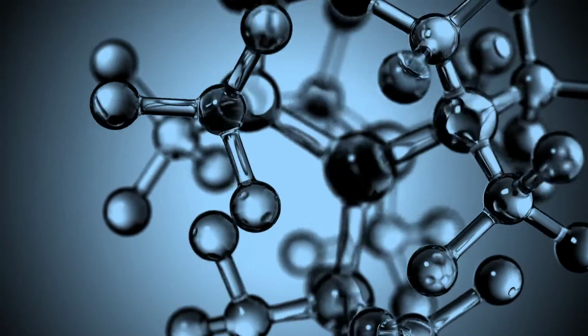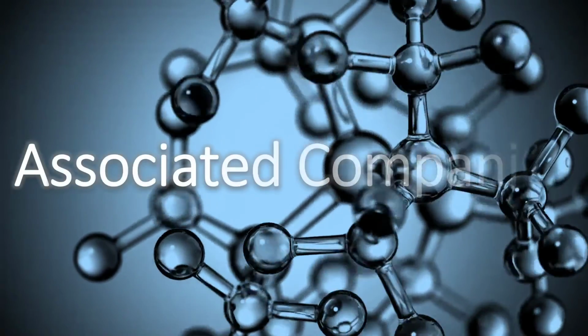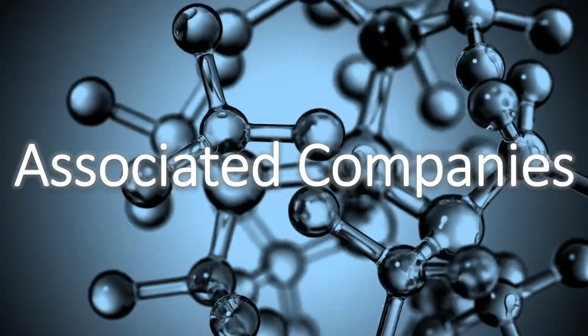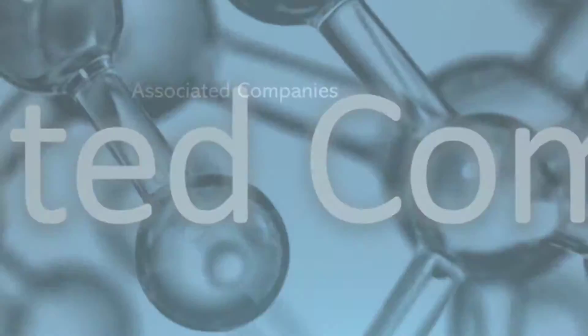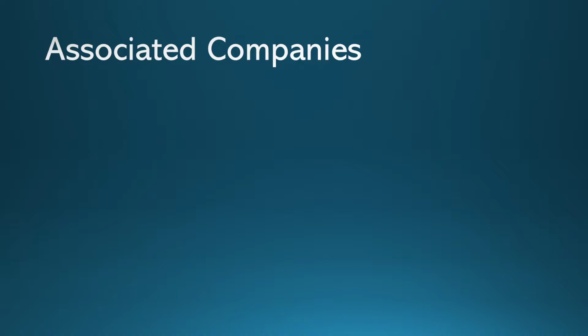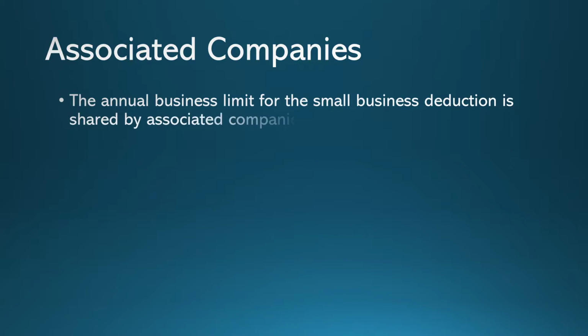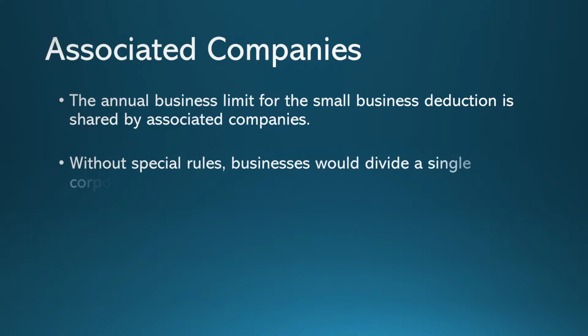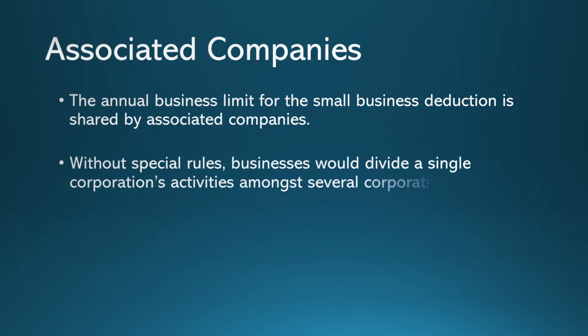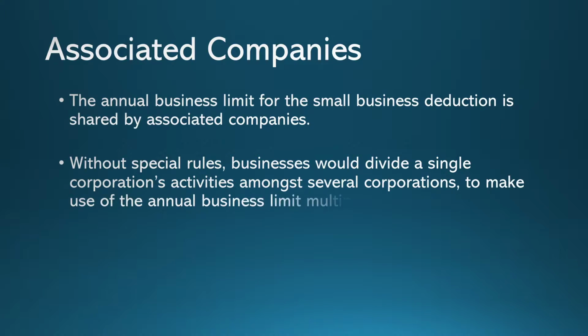Hi everyone, in this video we're going to be discussing associated companies. And you'll remember from your lecture that associated companies essentially deals with the small business deduction. Remember, the annual business limit for the small business deduction is shared by associated companies. And this is important because without a set of special rules, businesses would divide activities among several corporations to make use of the annual business limit multiple times.